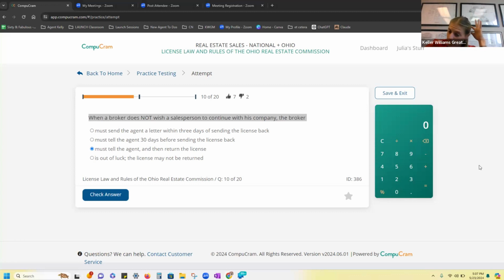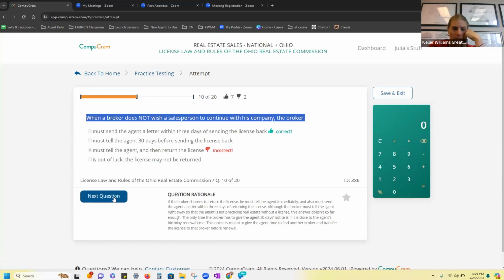Really, I don't know. I want to say C. C? Okay. Oh, so it is A. A, must send the agent a letter within 3 days of sending his license back. Okay, so if the broker chooses to return the license, he must tell the agent immediately and also must send the agent a letter within 3 days of returning the license.